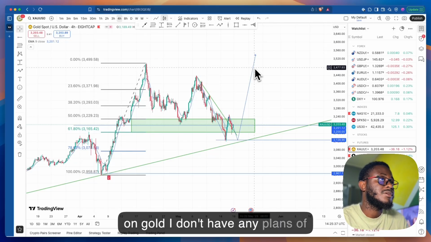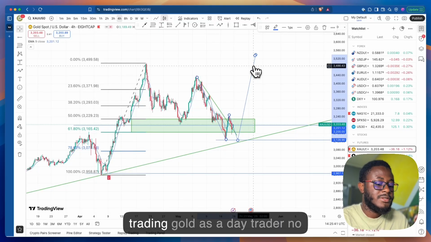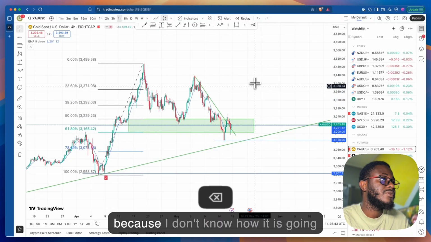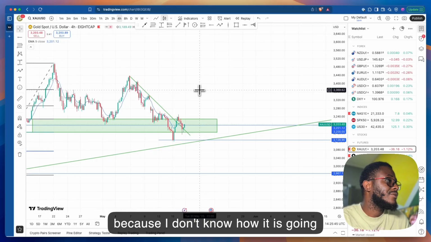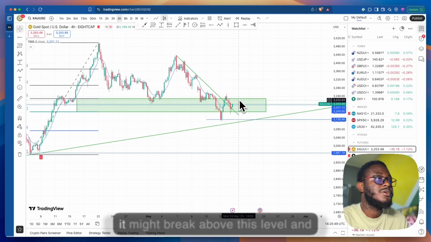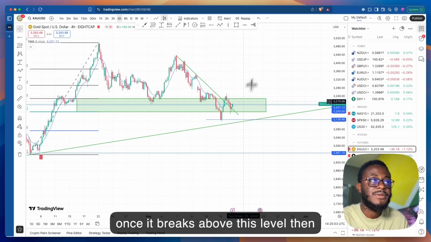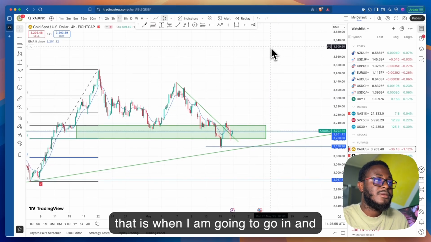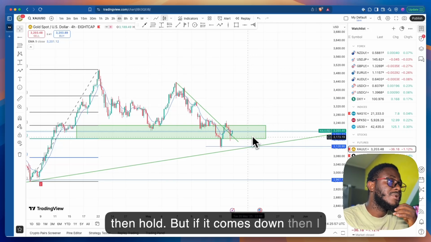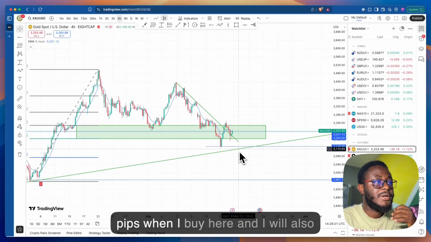I don't have any plans of trading gold intraday, in the sense of trading gold as a day trader, no, because I don't know how it's going to react. Monday, Tuesday, Wednesday, it might just be choppy, or it might break above this level. And once it breaks above this level, then that's when I'm going to go in and then hold. But if it comes down, then I'm happy because it gives me more pips when I buy here.